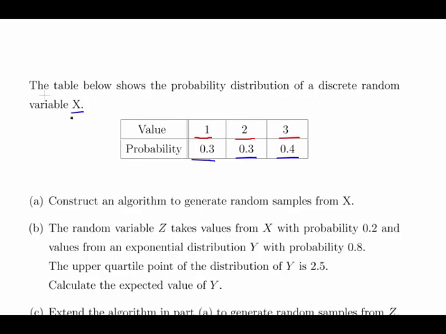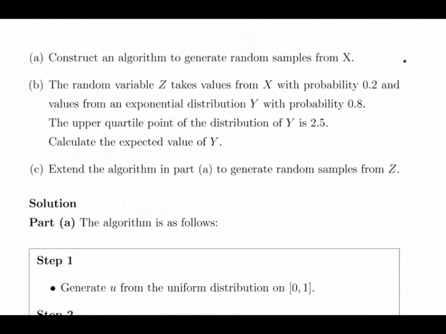So this is a distribution called X, and what we want to do is create an algorithm that will sample from that distribution. Okay, that's the first question. That's a discrete random number generation, which is straightforward enough, but we'll talk through it when the time comes.